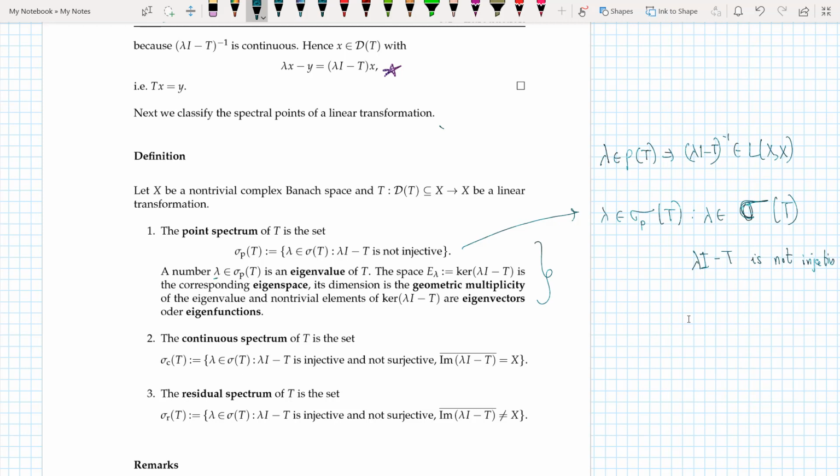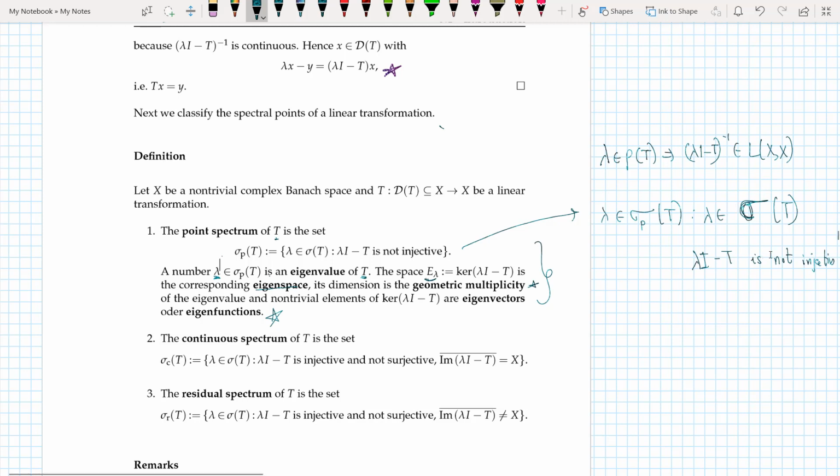So a number λ belonging to the point spectrum is an eigenvalue of T, and the space E_λ, which is the kernel of λI − T, is the corresponding eigenspace. Its dimension is the geometric multiplicity of the eigenvalue, and non-trivial elements of the kernel of λI − T are eigenvectors or eigenfunctions. So a lot of things to unfold and unwrap here. Now I'm just saying that there is an operator T, and the point spectrum is the set which consists of lambdas such that λI − T is not injective, and I say that the kernel of λI − T is the eigenspace, and its dimension is the geometric multiplicity of the eigenvalues.